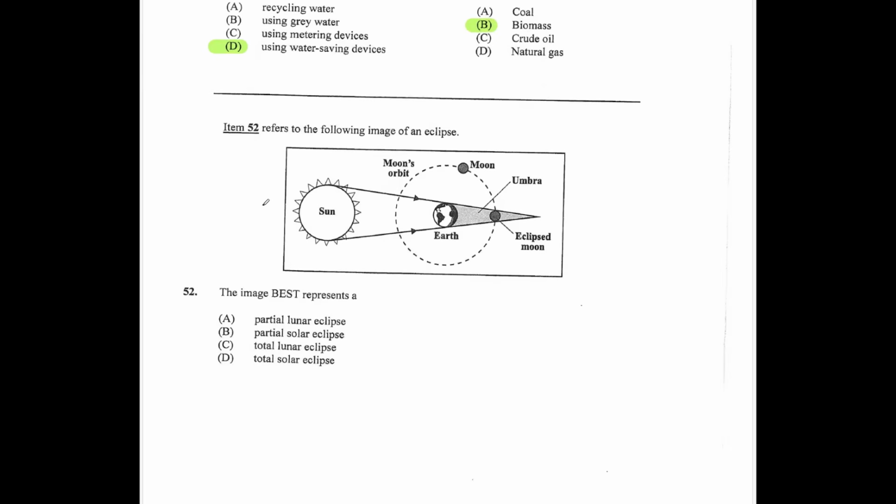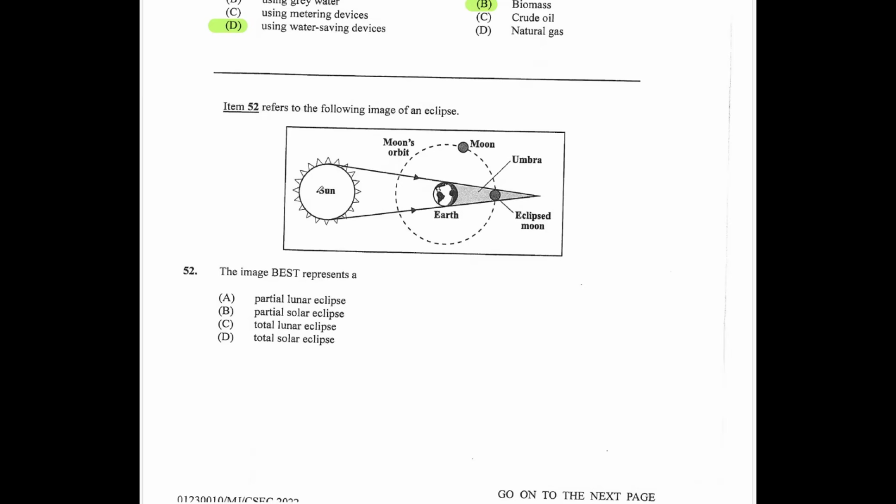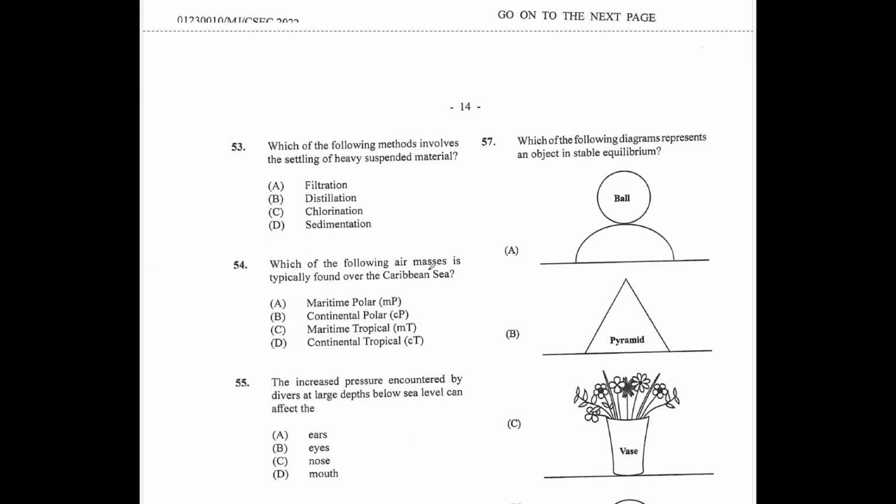Item 52 refers to the following image of an eclipse. We have the sun, we have the earth, we have the moon. So this line already tells you it's a lunar eclipse, and they do tell you in the diagram eclipse moon. So we know it's a lunar eclipse. The whole moon is within the umbra, so we know that's a total lunar eclipse. So C is our answer for 52. Question 53. Which of the following methods involves the settling of heavy suspended material? That is sedimentation.